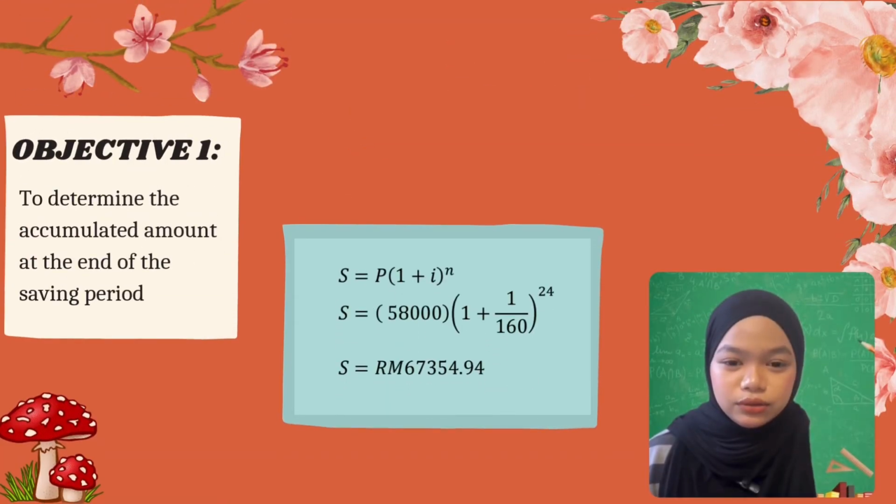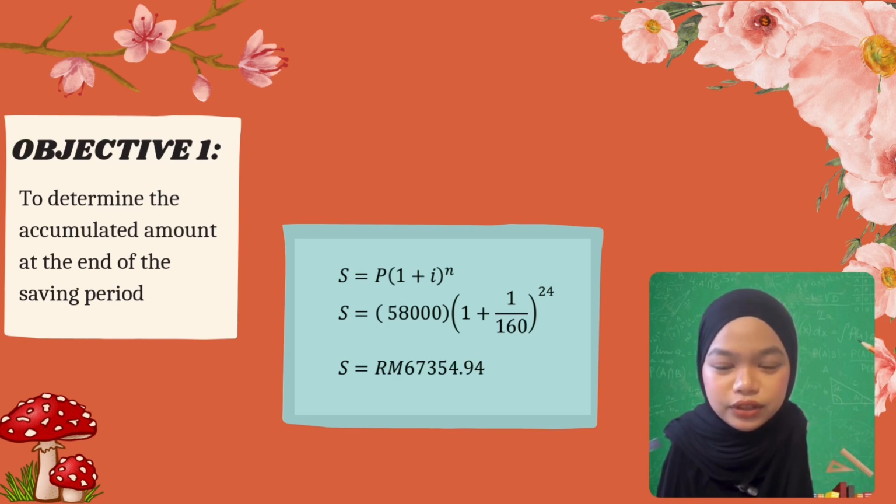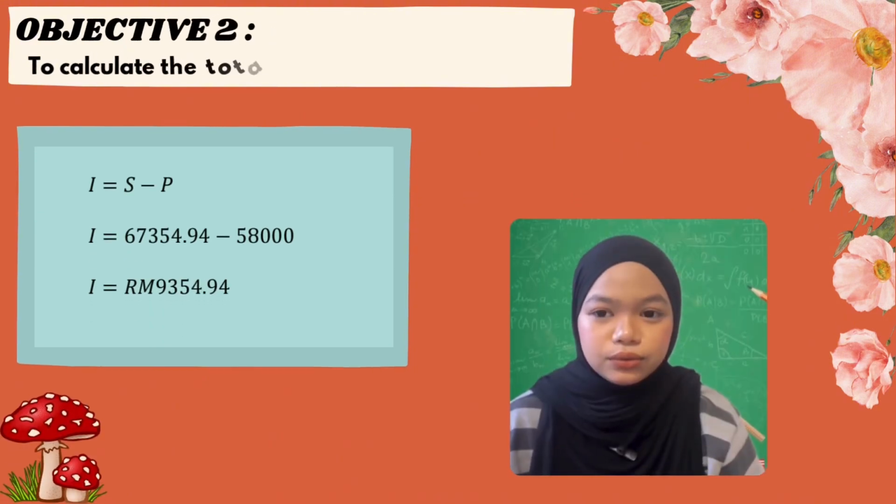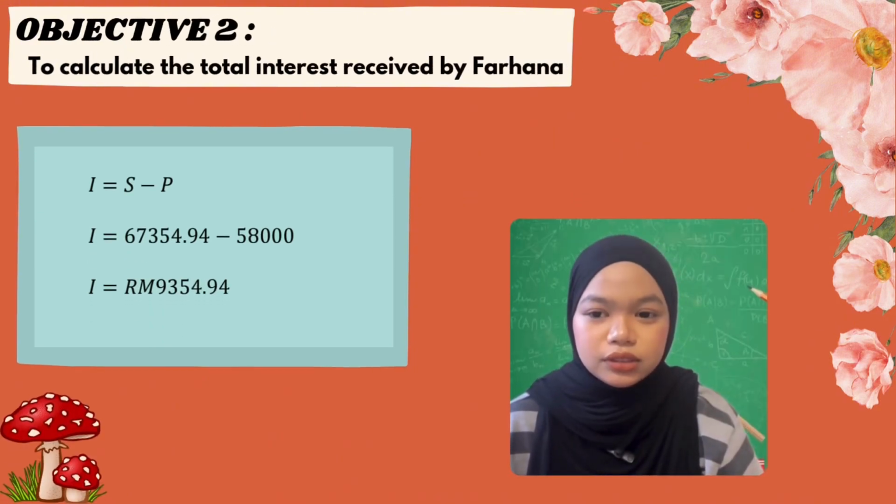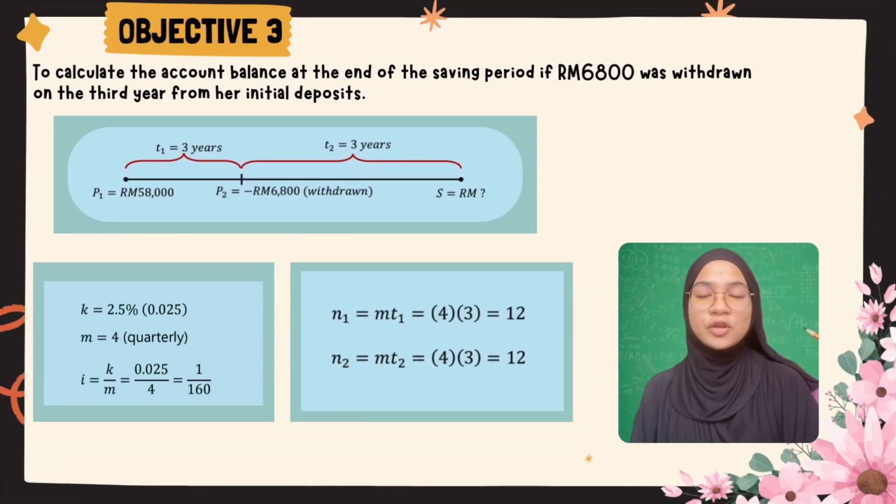Now we transfer all the values that we obtained from the problem statement into the formula. To find S, we use S equals P (1 plus I) to the power of N, and we get S equals 67,354 ringgit 94 cents. Objective 2, we find I equals S minus P, which is 67,354 ringgit 94 cents minus 58,000, and we get I equals 3,054 ringgit 94 cents.